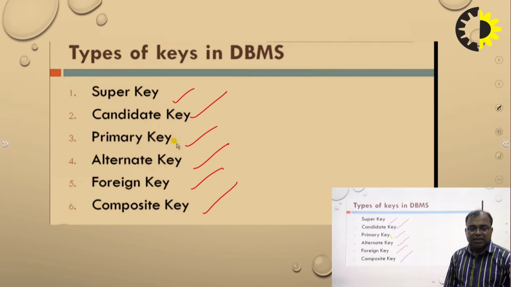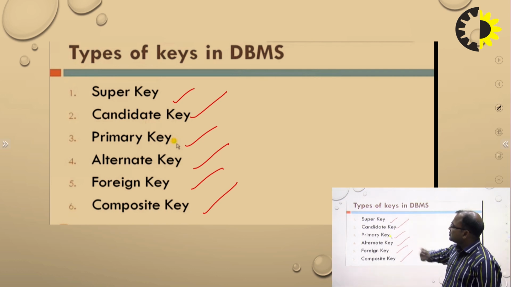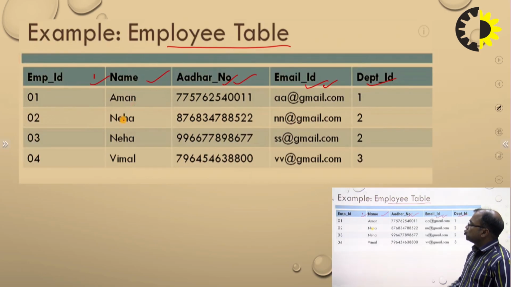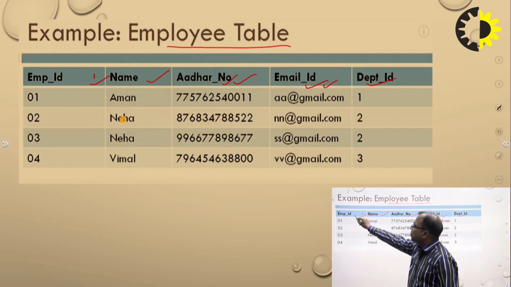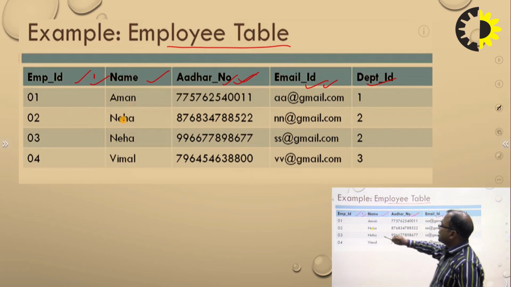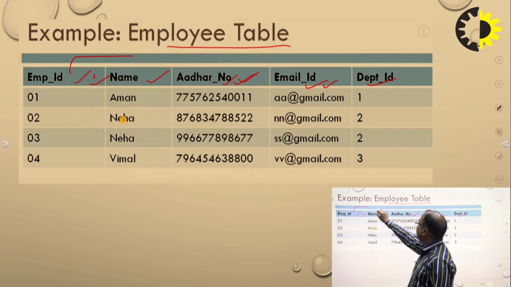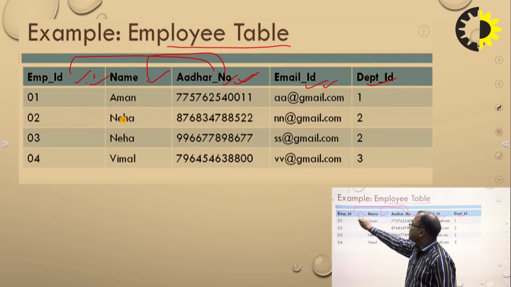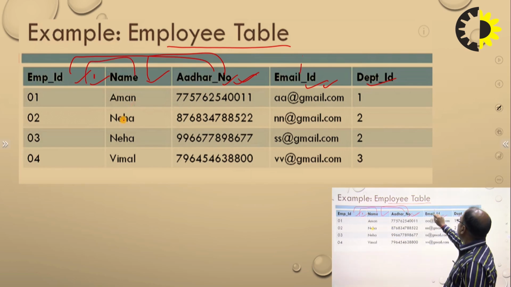If we discuss the super key, it is basically all the combinations. Super key may be employee ID alone, Aadhaar number alone, a combination of employee ID and Aadhaar number, a combination of name and Aadhaar number, or a combination of employee name, employee ID and department.